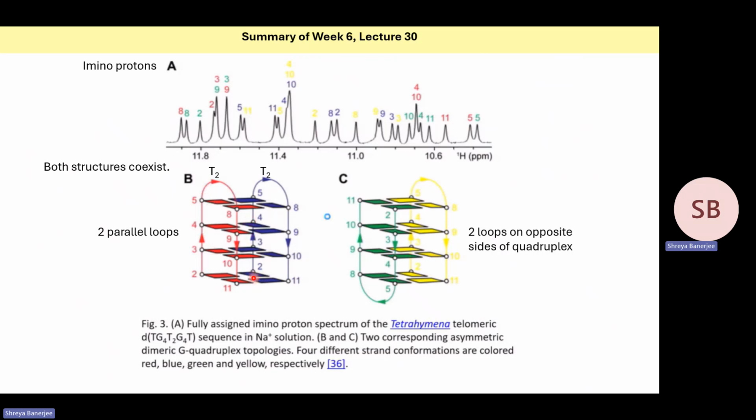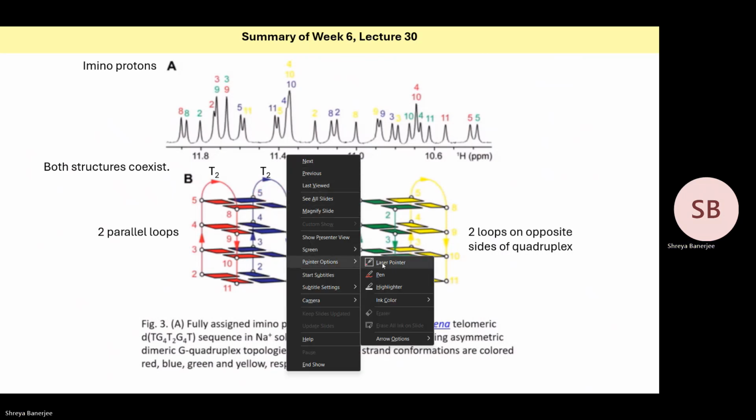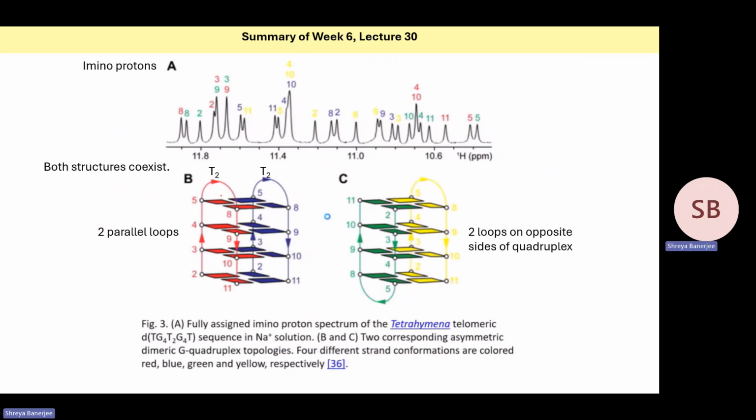Because of the symmetry of this structure, each small square is a G. This G has an iminoproton number 5. The G parallel to it will also have the iminoproton 5. Just imagine that there is a mirror plane running between here. So 5 and 5 is symmetrical, 8 and 8 is symmetrical. So in this case, you will see these signals 2, 3, 4, 5, 8, 9, 10, 11. So 8 signals you will see.